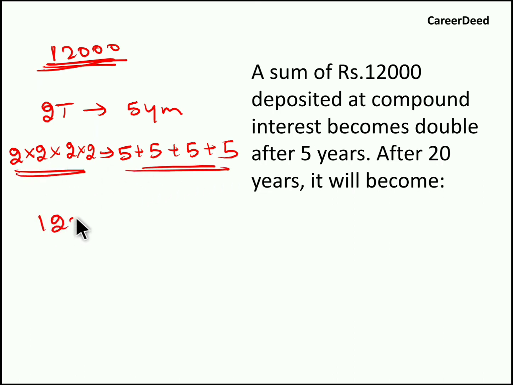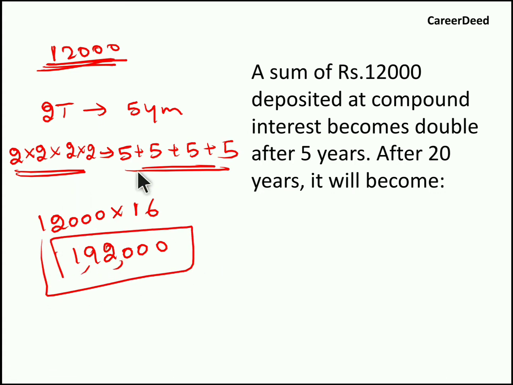So 12,000 into 16. You get 192, and you have to add these 3 zeros. So 1,92,000 rupees. So this 12,000 rupees becomes 24,000 in 5 years. In 20 years, it will become 1,92,000 rupees. So this is actually a shortcut. We discussed it in one of our sessions, right? So you have to recap all the sessions.